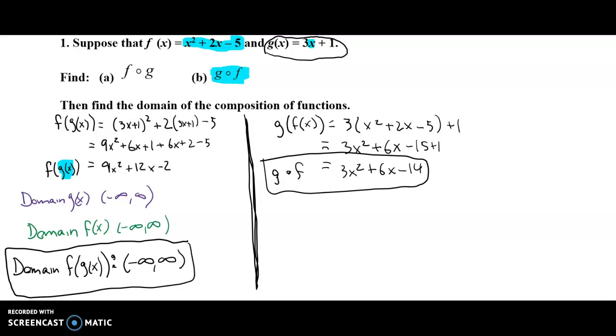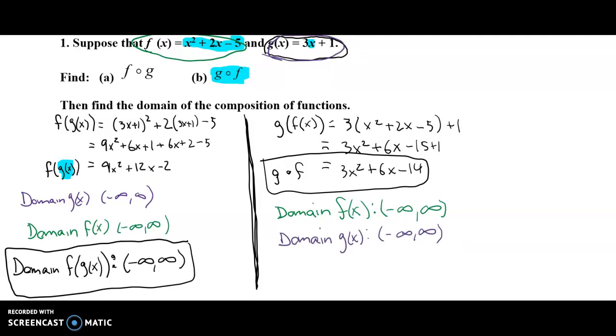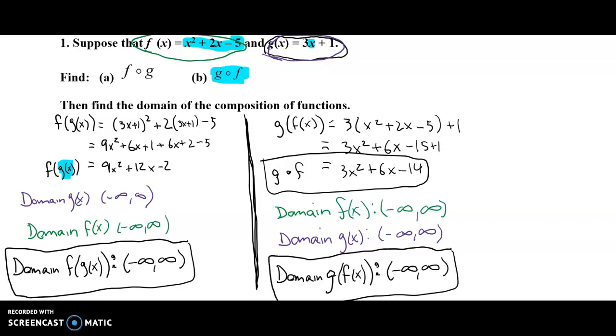Now we need to find the domain of g of f. Fortunately, we already know the domain of g of x and f of x separately. F of x is our inside function, and it has a domain of all real numbers. G of x is our outside function. It also has a domain of all real numbers. Since neither the inside or outside function have any restrictions, the domain of g of f of x will be all real numbers. These are both examples where neither function has any restrictions, but that is not always the case. Let's look at another example.